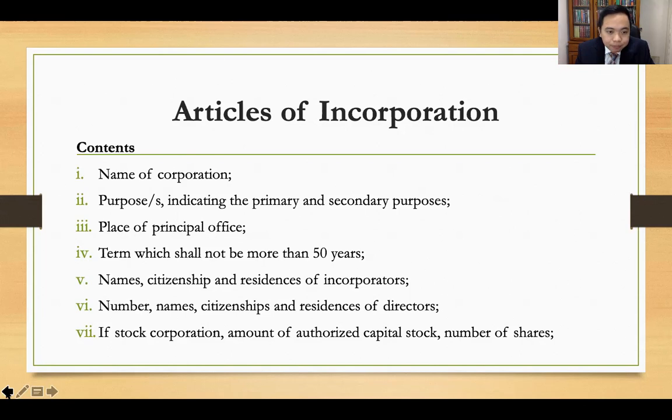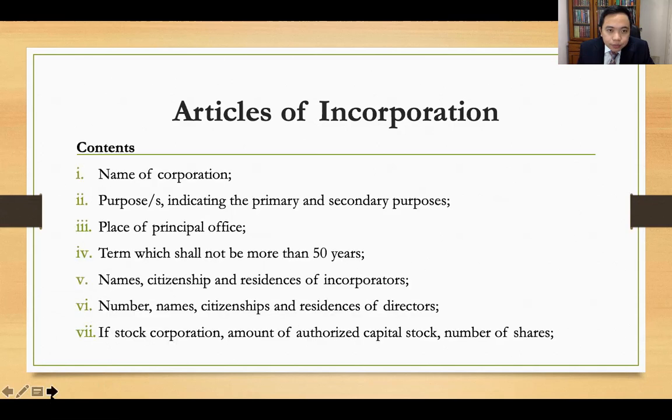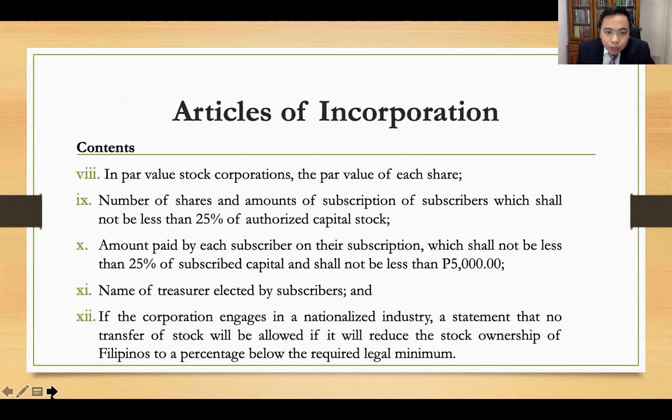Now, if a corporation is a stock corporation, then you have to state the amount of the authorized capital stock, number of shares, etc. And the par value of each share, class. If the value of the share is stated in the articles of incorporation, the shares will be called par value shares. But if the value of the shares is not stated in the articles of incorporation, it is a no par value share. The test, therefore, is whether the value of the share is indicated in the articles of incorporation. Then the number of shares and amounts of subscription, etc. Okay. The name of the treasurer elected by the subscribers.